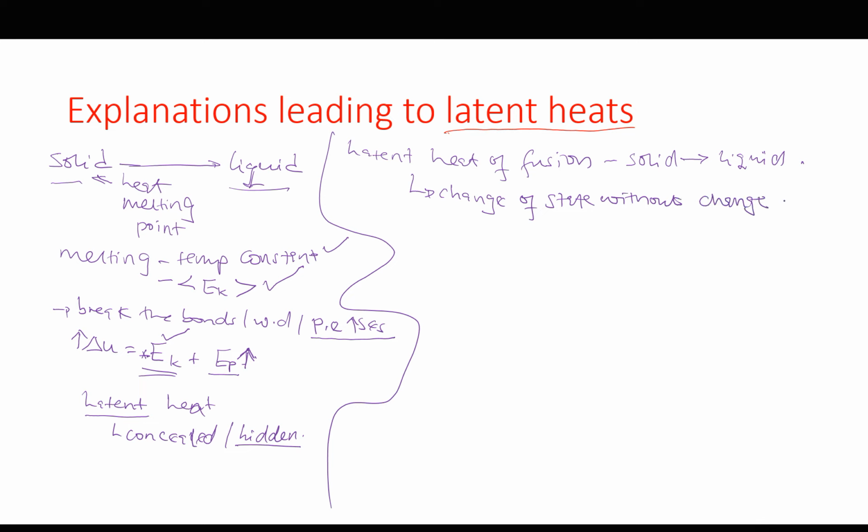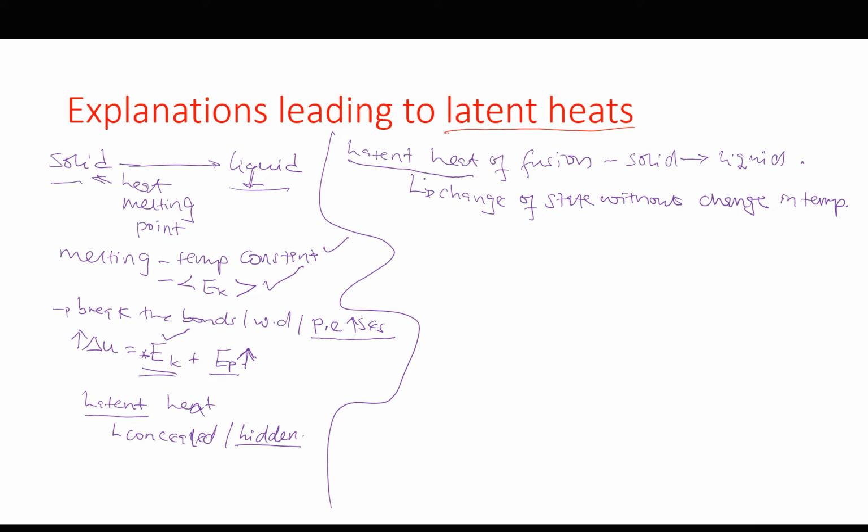Change of state without change in temperature. That is what we mean by latent heat. That amount of heat which is required to change the state of a substance without change in temperature.